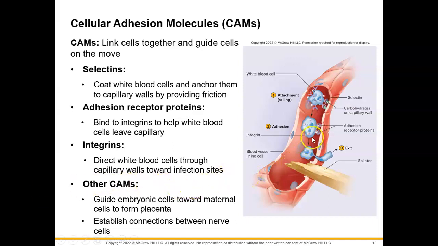Selectins coat white blood cells and anchor them to capillary walls by providing friction. Adhesion receptor proteins bind to integrins to help white blood cells leave a capillary. Integrins direct white blood cells through capillary walls towards infection sites, and other cellular adhesion molecules guide embryonic cells towards maternal cells to form the placenta, and they can establish connections between nerve cells.